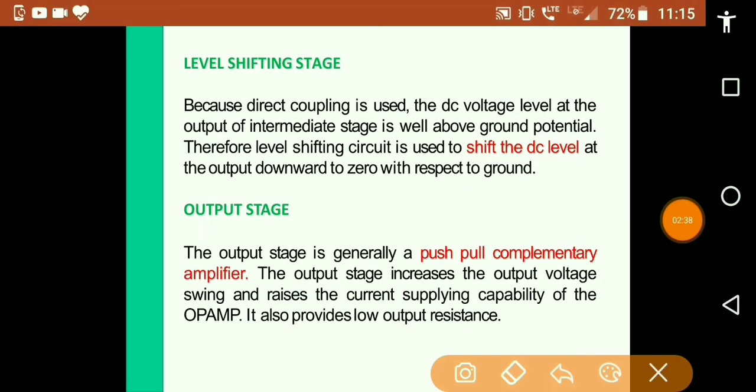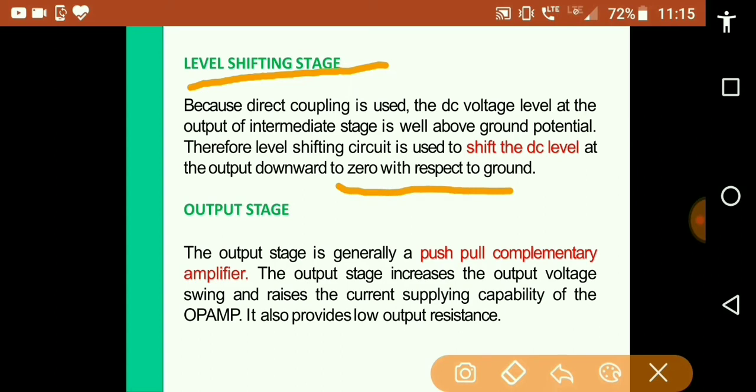Now third stage is level shifting stage. Because direct coupling is used, the DC voltage level at the output of the intermediate stage is well above ground potential. Therefore level shifting circuit is used to shift the DC level downward to 0 with respect to ground. So this is the level shifting stage.